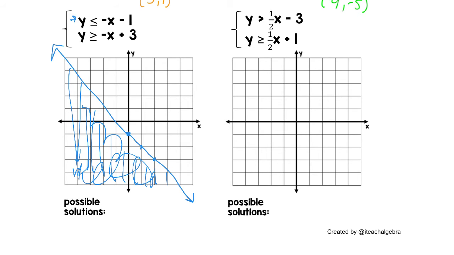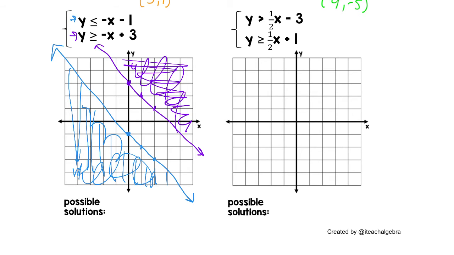Next inequality. If I can get my computer to cooperate. There we go. y is greater than or equal to negative x plus 3. So we go to the y-intercept of 3. 1, 2, 3. Slope is negative 1. Down 1, right 1. Down 1, right 1. Solid line again. It's greater than, so we shade above.